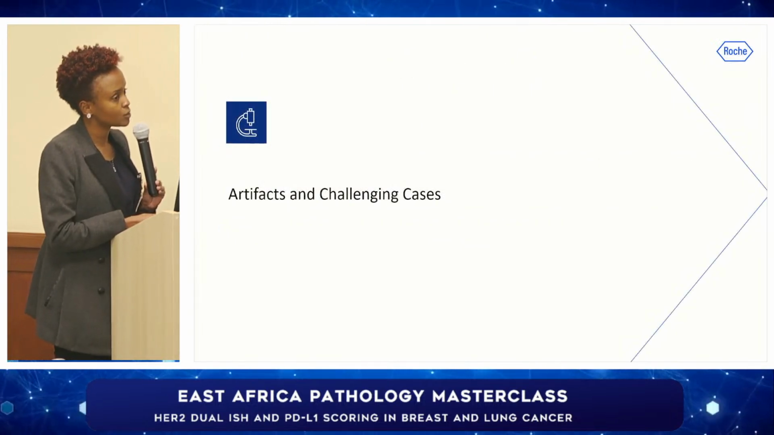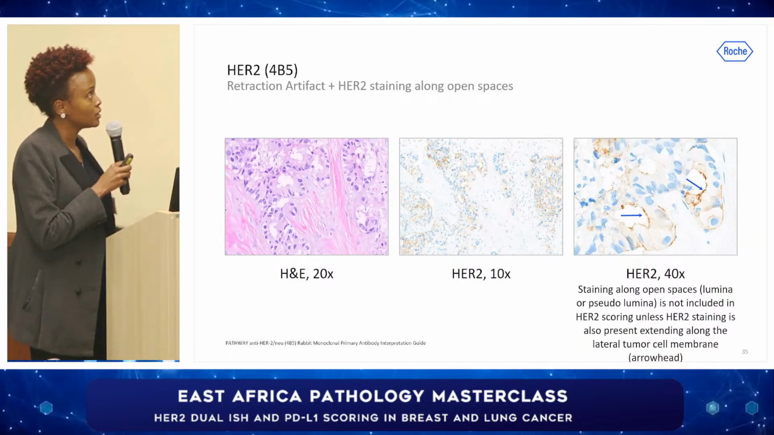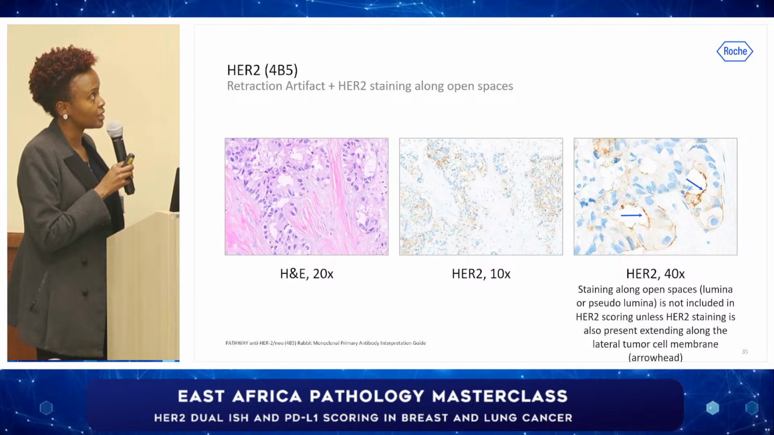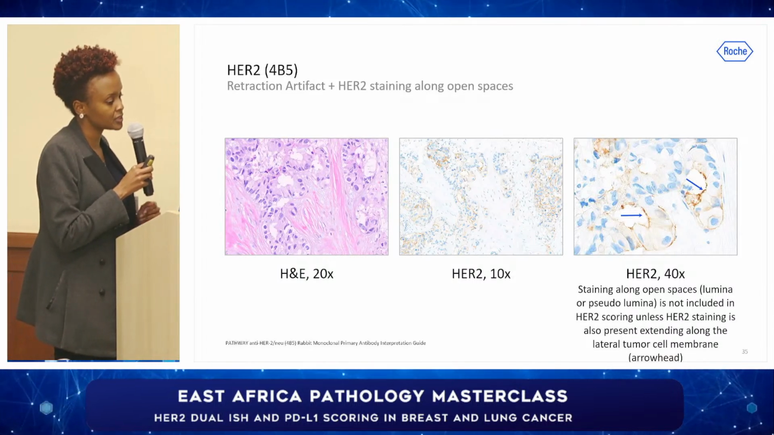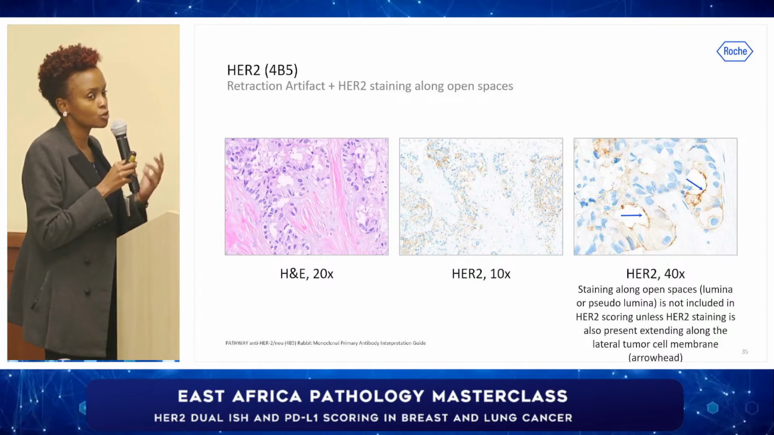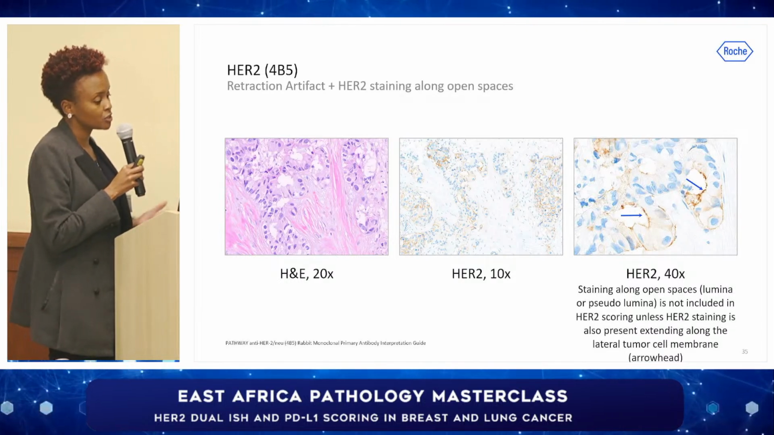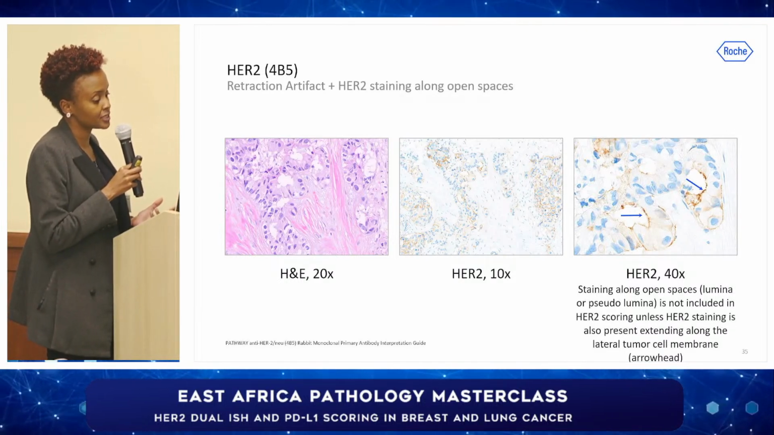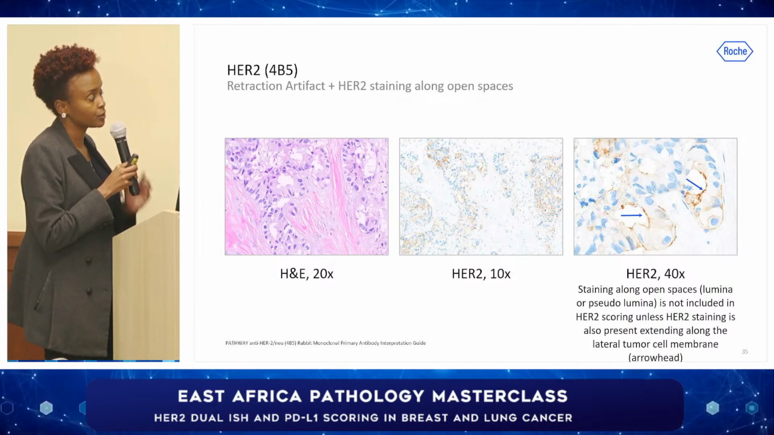There are artifacts that we do need to be aware of when it comes to assessing HER2. The first is retraction artifact, which will result in staining along the open spaces, okay? So remember, staining along the open spaces should not be included in your final HER2 scoring, not unless that staining is also present extending along the tumor cell membrane, okay?